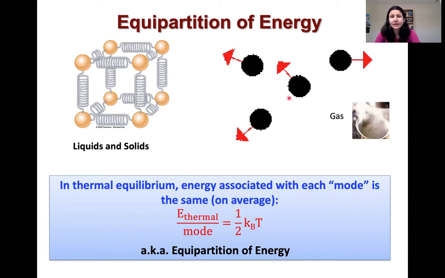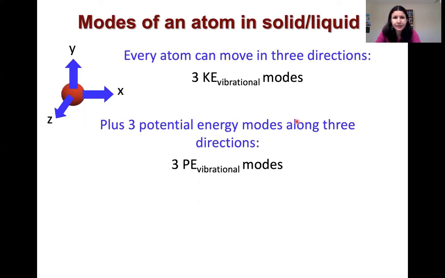kB T. Now, gases and solids will be different because we know that in solids, there's kinetic and potential energy, whereas in gases, it's all kinetic. So we can already see that, yes, each mode will get the same amount of thermal energy, but there will be fewer modes because none of that energy will go to potential energy in gases. So we'll look at this in a little bit more detail next.